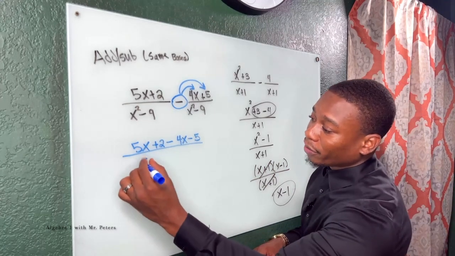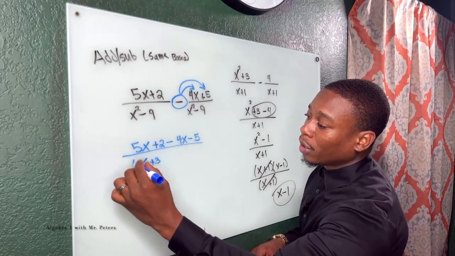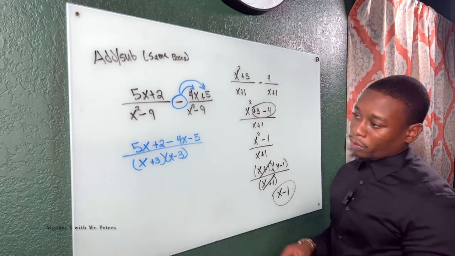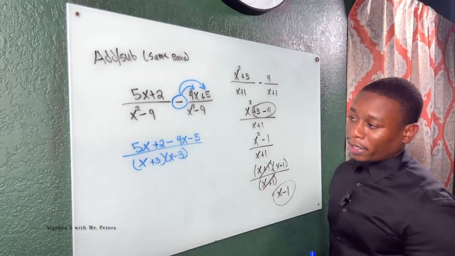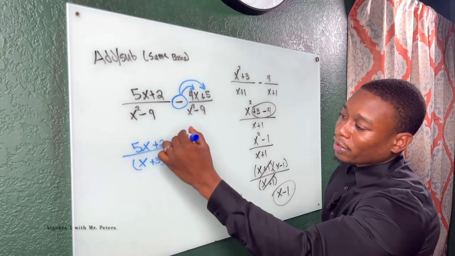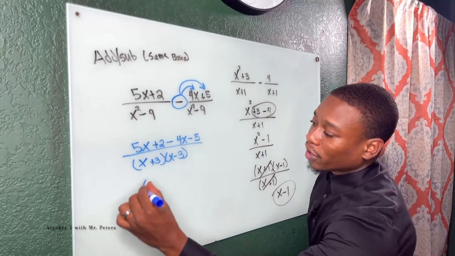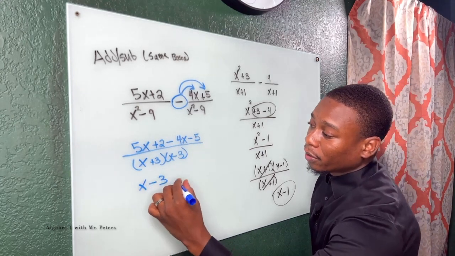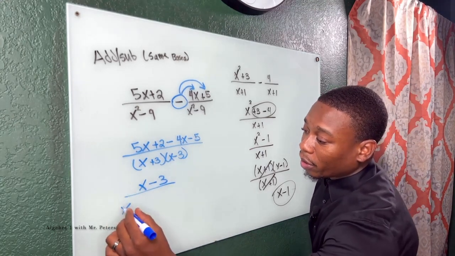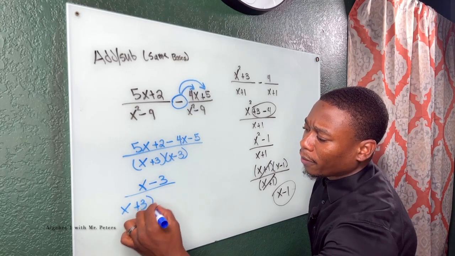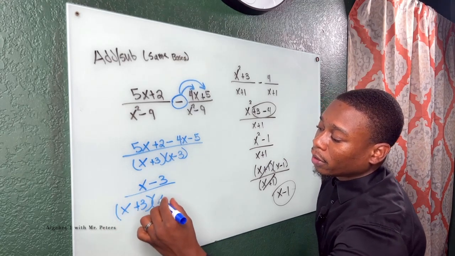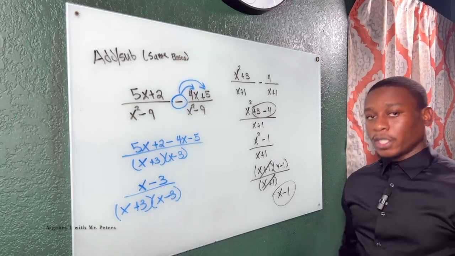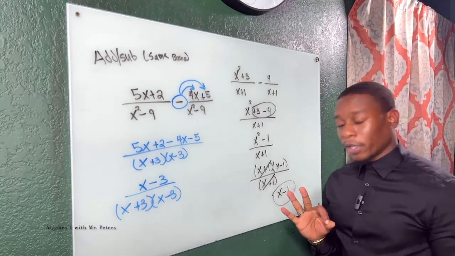So we factor this as x plus 3 times x minus 3, difference of squares. And now we could simplify. So 5x minus 4x gives me x. 2 minus 5 gives me negative 3. And this is all over our same denominator, x plus 3 times x minus 3, right? You guys with me? All right, perfect. I know y'all with me.